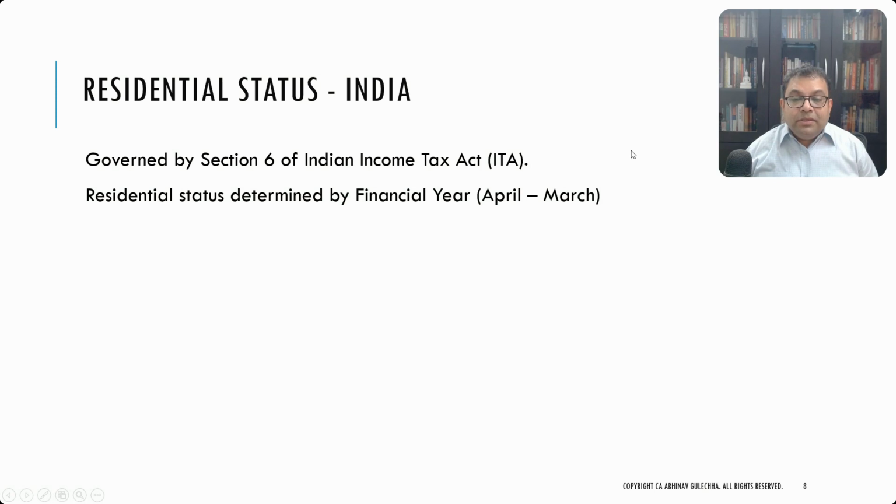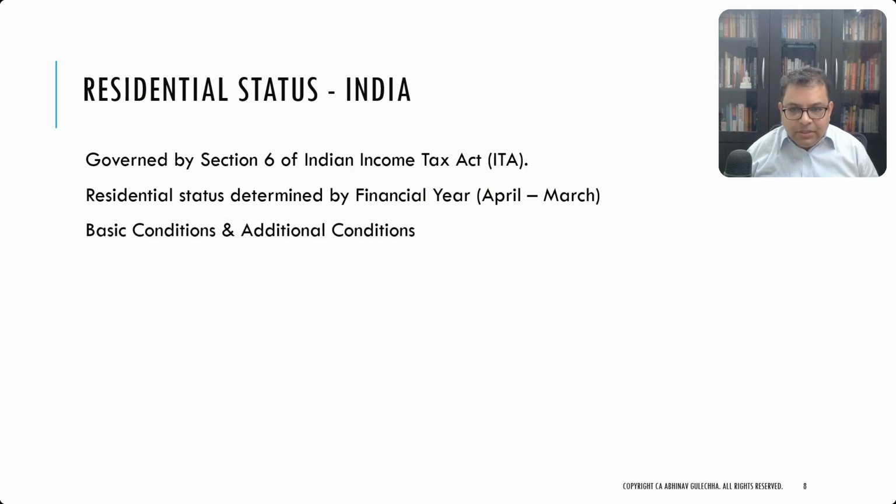Now, the residential status in the US is as per the calendar year, which is January to December. However, in India, it is determined by the financial year, which is April to March. There are certain basic conditions and additional conditions through which we check. There are basically three kinds of residential status, mainly two kinds: resident and non-resident.